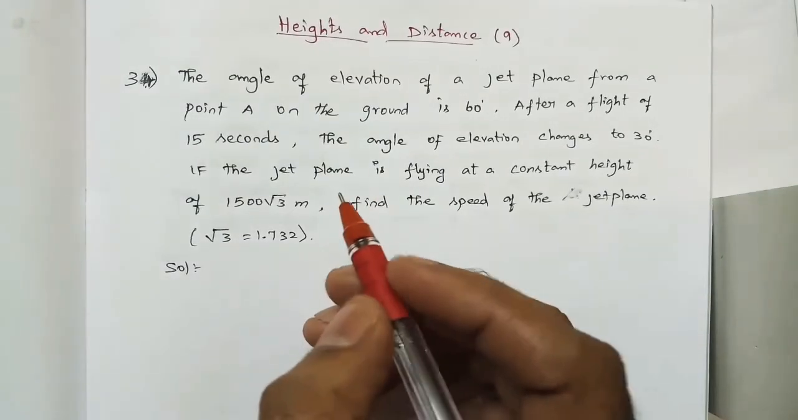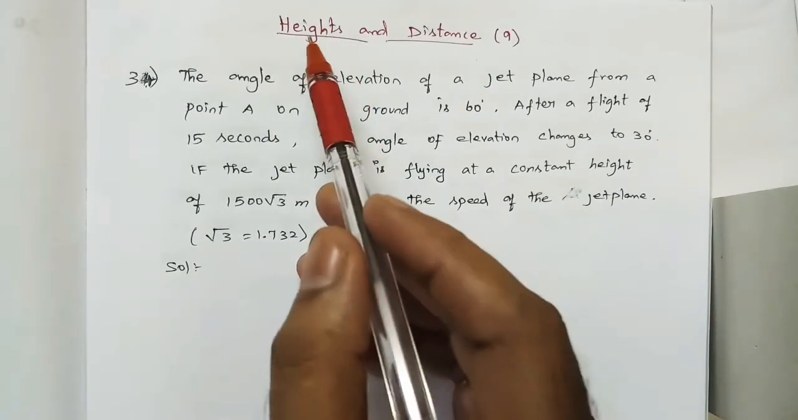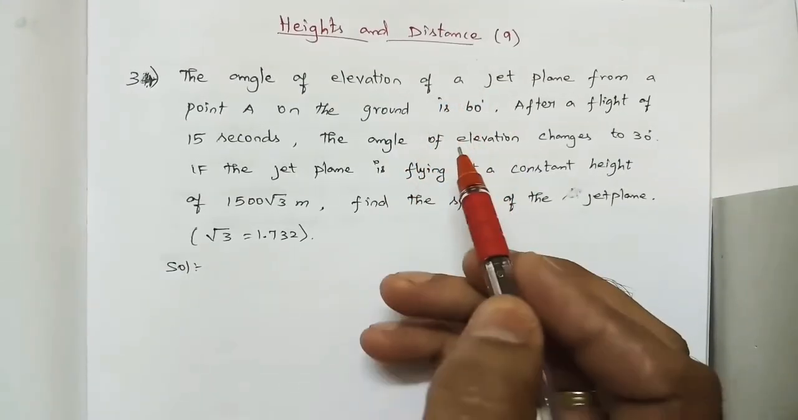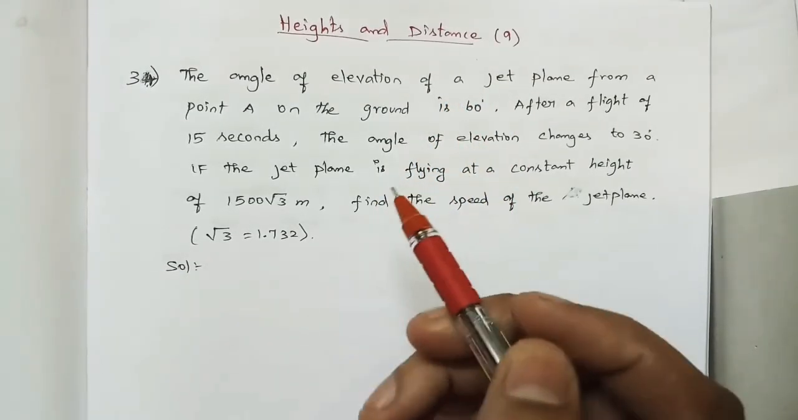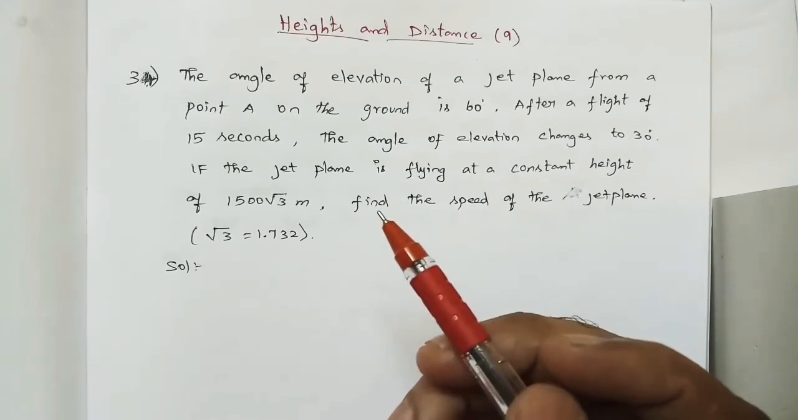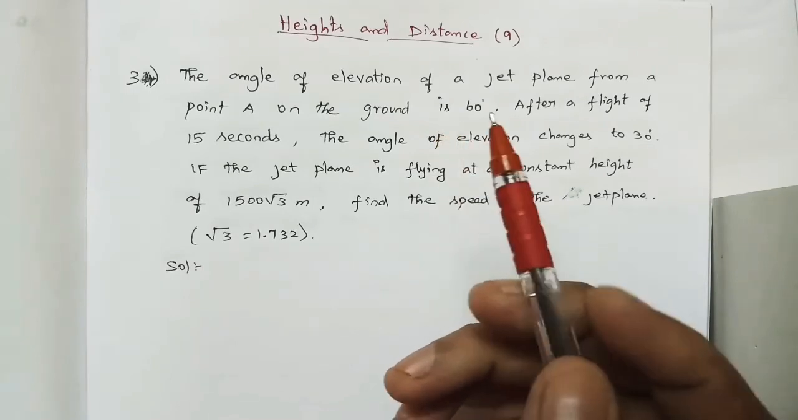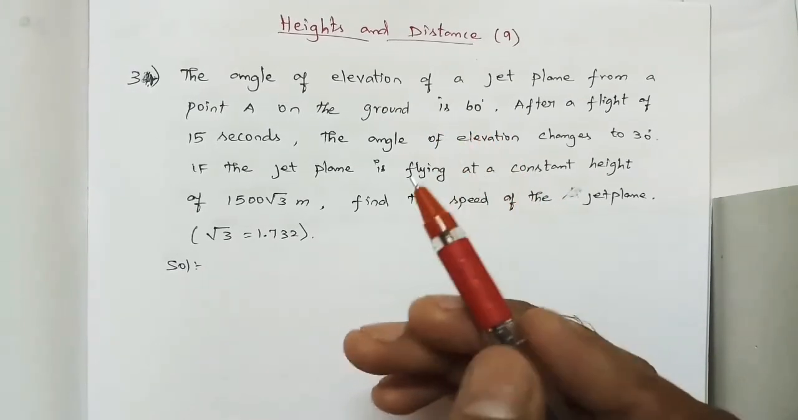Hi students, today we are going to see heights and distance, based on speed, distance and time. Already we know the formula: distance is equal to speed into time, speed is equal to distance by time, and time is equal to distance by speed.